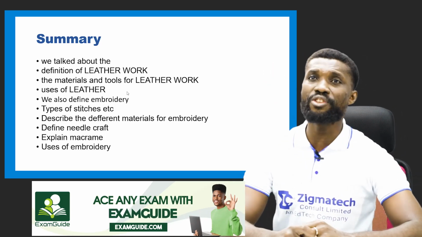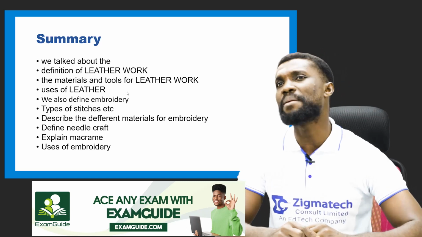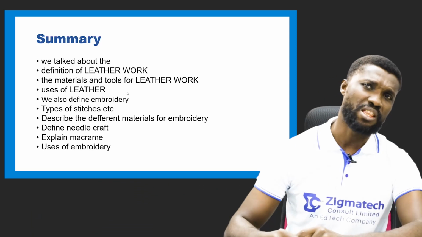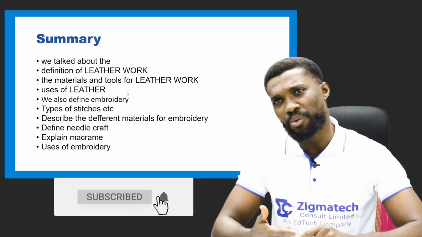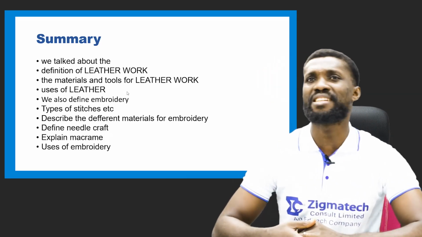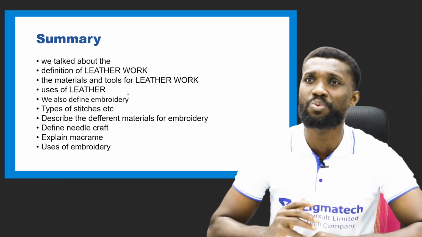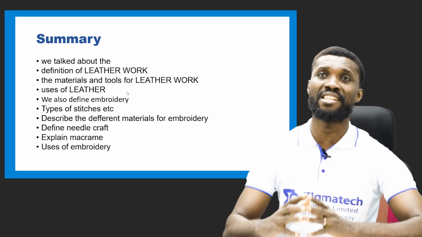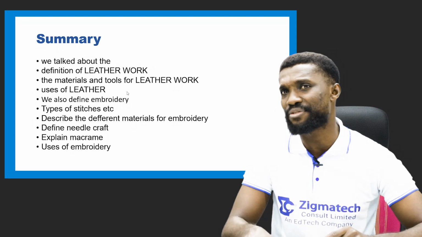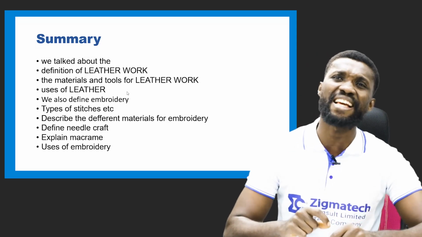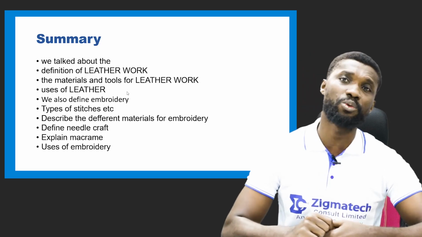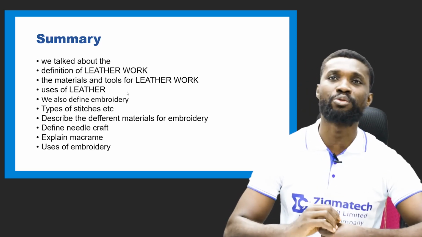We talked about the definition of leatherwork. We talked about the materials and the tools for leatherwork. We looked at the uses of leatherwork. We also defined embroidering. We talked about the types of stitches. We mentioned several types of stitches. We looked at the different materials for embroidery, and then we also defined needlecraft. We explained what macrame is and how to produce macrame, and then finally we talked about the uses of embroidery.